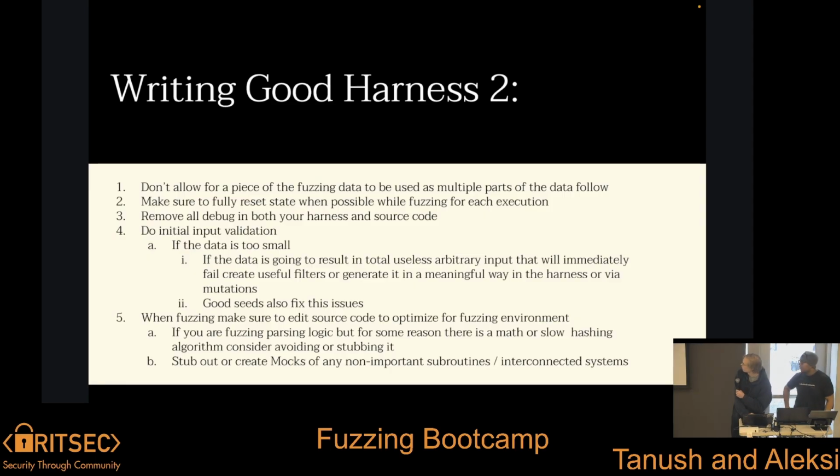We have some more here. Basically, you don't want to reuse the same piece of data as multiple parts of the data flow. By not reusing a piece of fuzzing data for multiple parts of the data flow, you prevent collateral constraints.